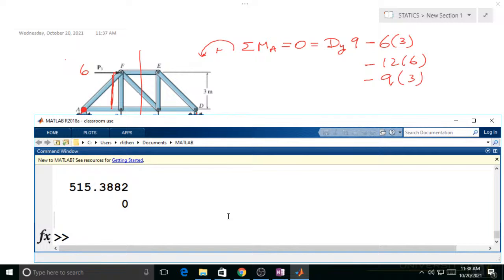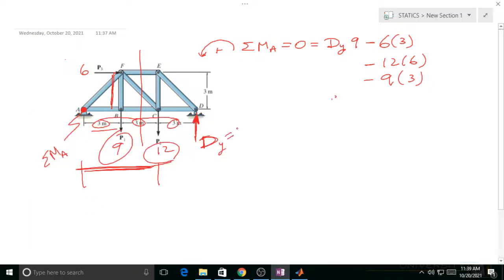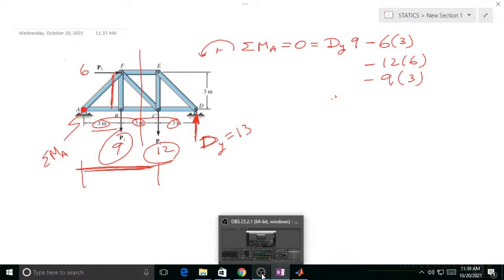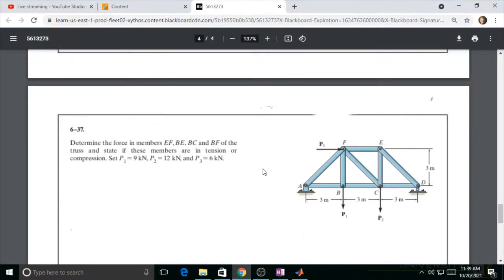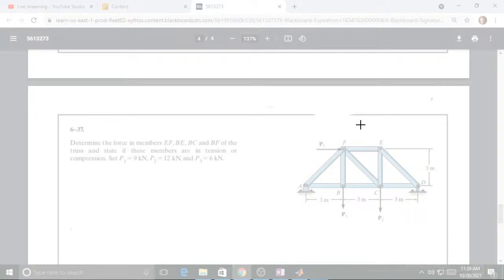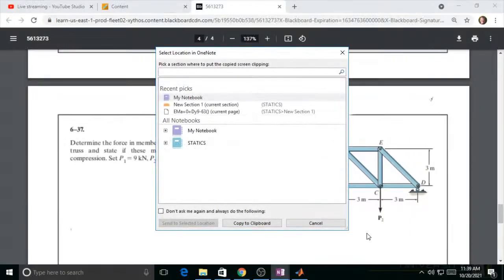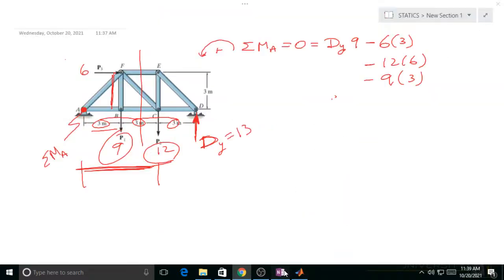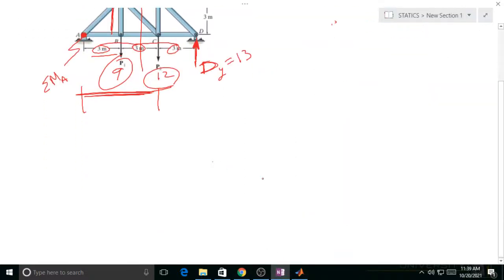I'd have 6 times 3 plus 12 times 6 plus 9 times 3. 117 divided by 9 gives me 13. Oh, okay, so this is equal to 13. Now I can slice this thing. So go back over to the picture, do my slicing here. I'll grab that, come back over, drop it, say right there.